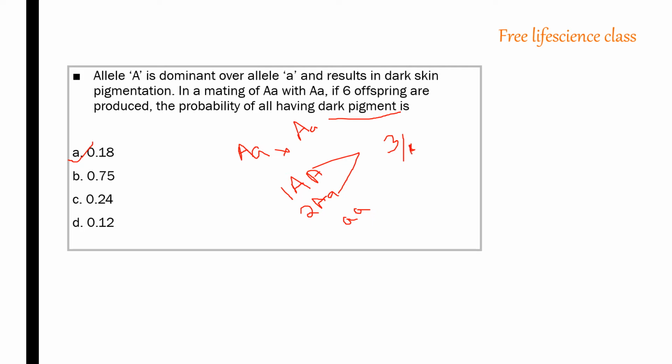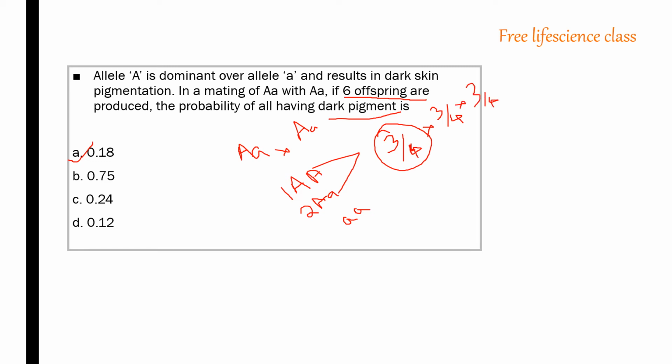I'm sorry, 3 out of 4 will produce dark pigmented offspring, and in the question it is given that 6 offspring are produced. Then the probability. So this is the probability of 1 offspring. Then you have to find the probability of the next offspring, again 3 by 4. Likewise, you have to find this 6 times. You have to multiply 3 by 4 6 times.